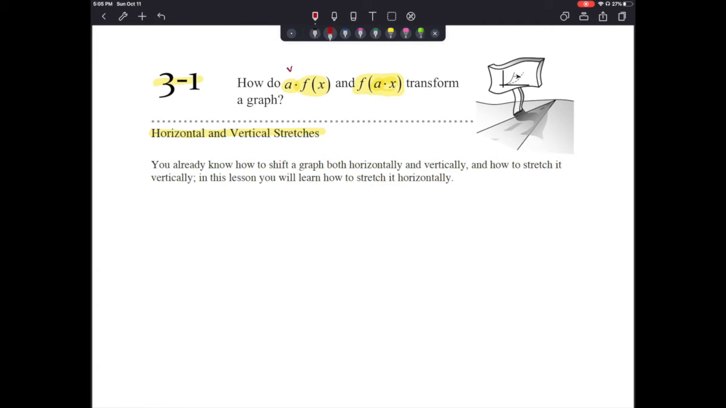So this one will give us vertical stretches and compressions. And then this one should give us horizontal stretches and compressions. I'm not writing compressions because I'm trying to cut the video time down just a little bit. So this is the new one that we'll be looking at today. This one we should already know how to do.